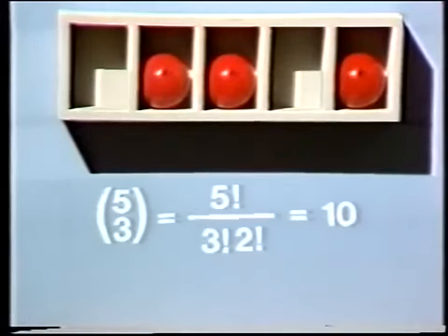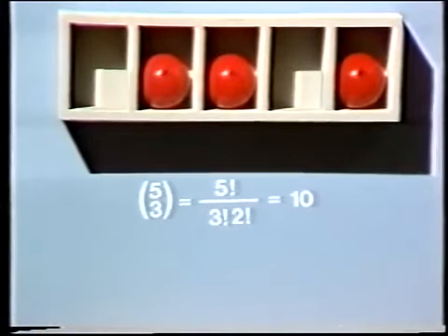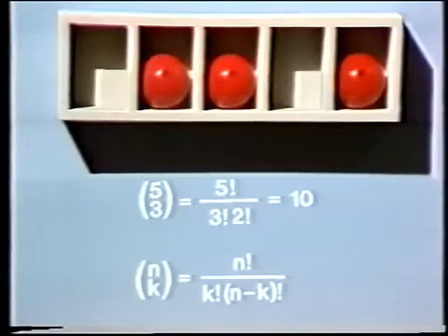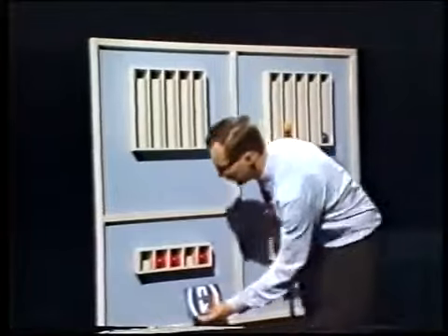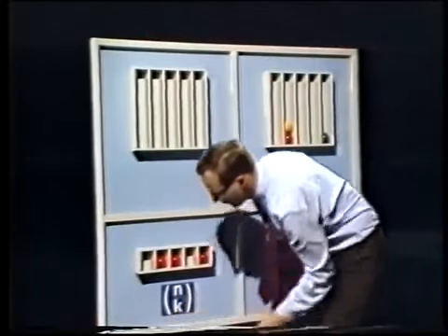And in general, if there are n pigeonholes and k balls, then the answer is the binomial coefficient n choose k. And that's equal to n factorial over k factorial, n minus k factorial. So the answer is just n choose k.